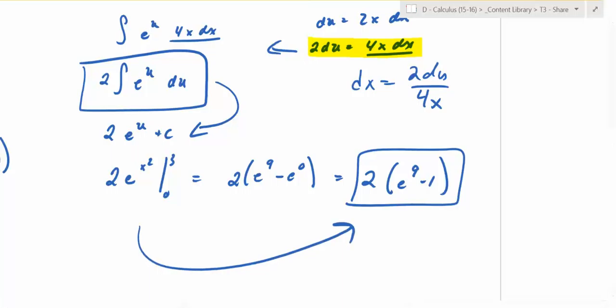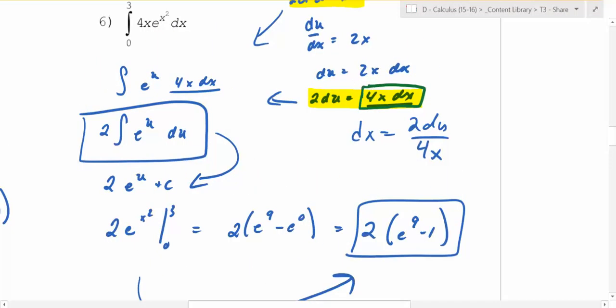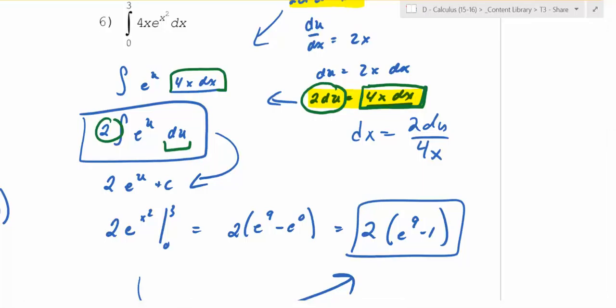What were the specific stopping points? I made it so that you could substitute in for the entire 4x dx. Here is 4x dx, but what is that equal to? 2 du. So the 2 and the du are there instead of the 4x dx. It's just a different type of substitution. You end up in the exact same place as if you did the way we'd normally done it, but that's just a different way of setting it up. That's it. Does that make sense now?